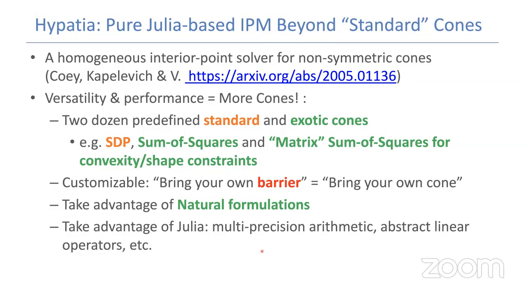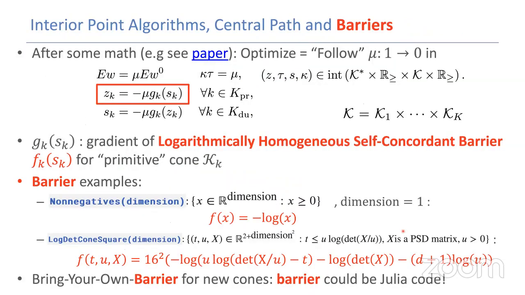And there are a lot of extra interesting things in Hypatia related to Julia. It made it very easy to add multi-precision arithmetic and to use abstract linear operators. So if we needed to use sparse matrices or very structured operators, that could potentially give you a big advantage, easily switching from direct solvers to indirect solvers and things like that. Unfortunately, I won't have too much time to cover that. But I said barriers.